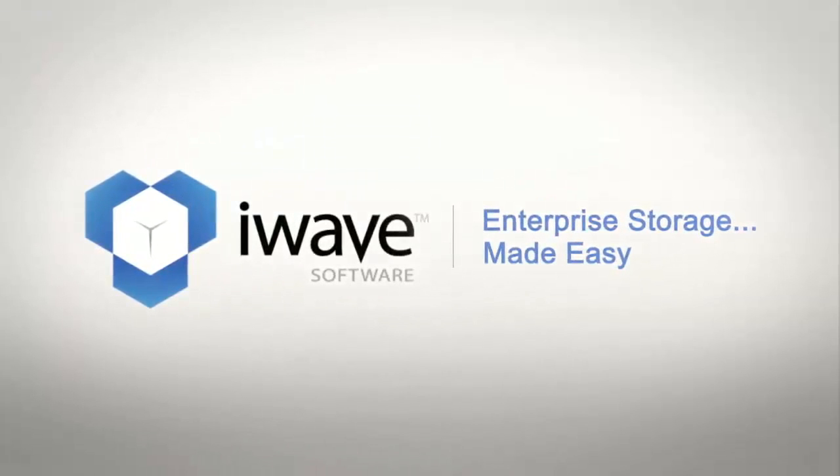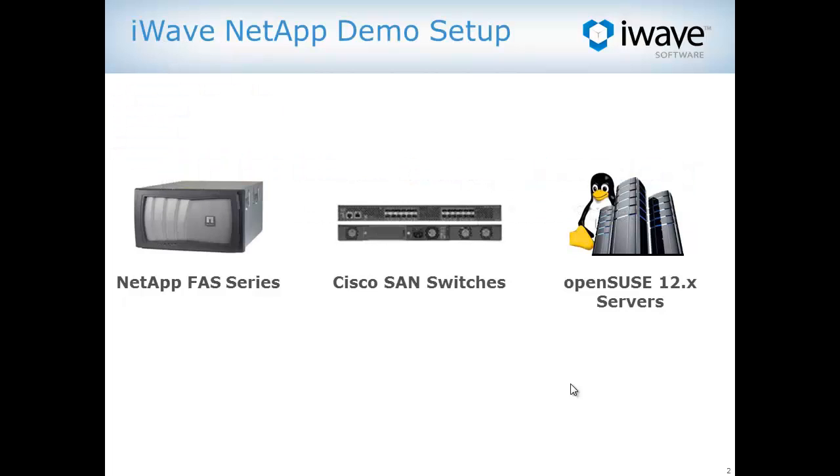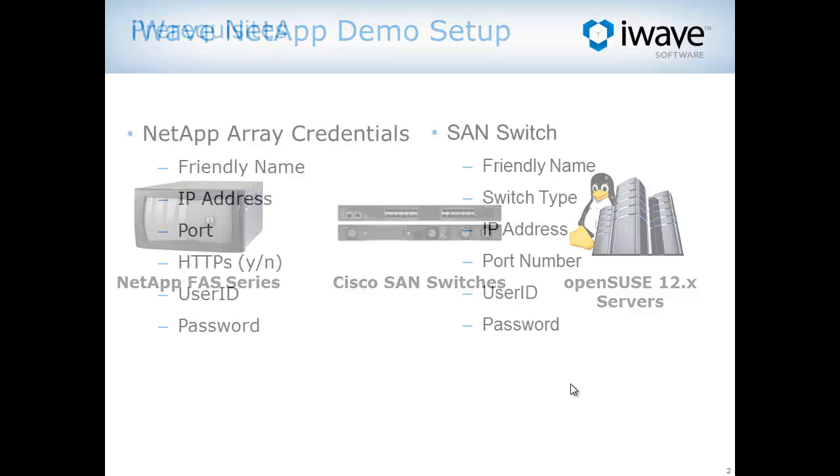In this demonstration, we're going to show how we can automate NetApp block storage services using iWave Storage Automator. Our demo lab is pretty straightforward. We have a single NetApp FAS series array, which is connected to a couple of SAN switches via a fiber connection, and then that is in turn connected to multiple hosts, and the host that we're going to use for this demonstration is an OpenSUSE 12.x server.